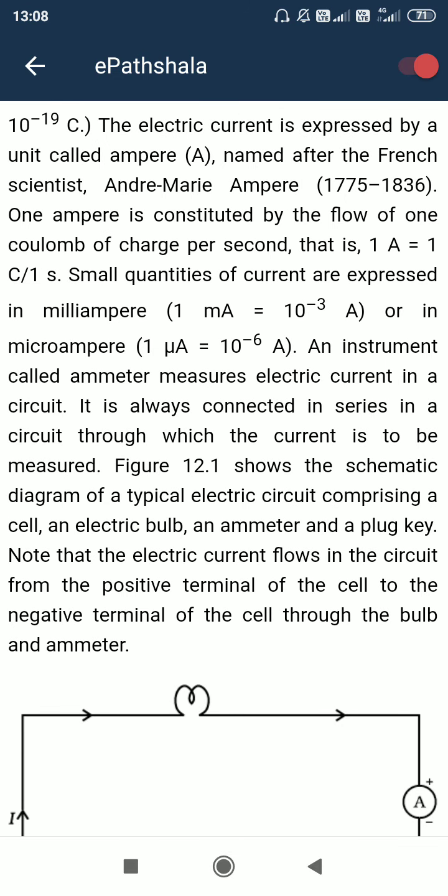So microampere: micro means 10 to the power minus 6. Whenever you use micro, it means 10 to the power minus 6. So microampere means 10 to the power minus 6 ampere. Milliampere means 10 to the power minus 3 ampere. Milli means 10 to the power minus 3.